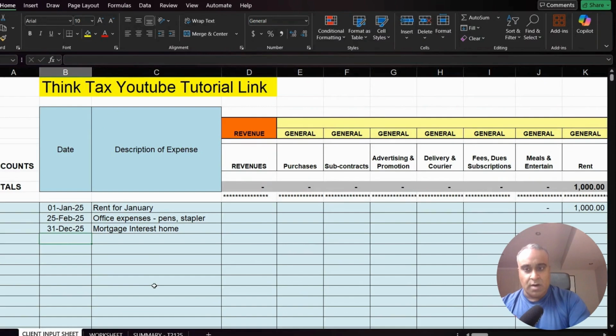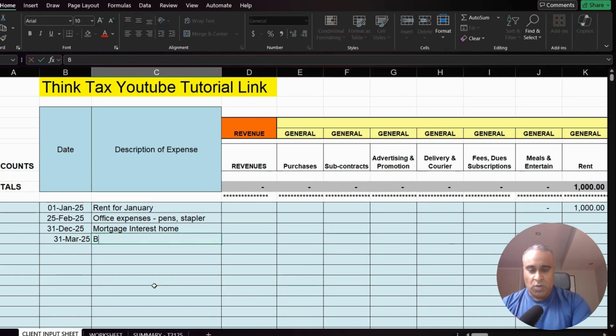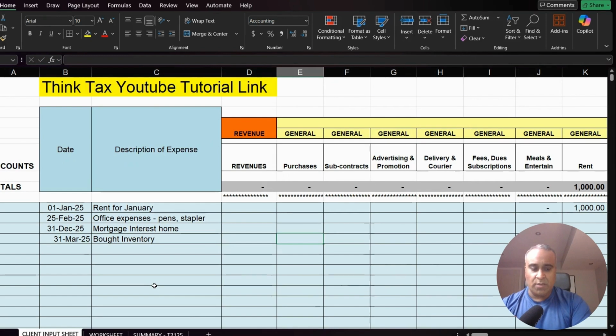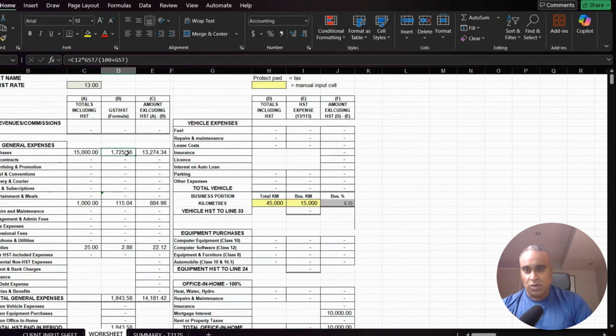So let's say in March 2025, we bought inventory. If you bought it, that would normally go under purchases. Let's say you bought $15,000 worth of inventory in that one month. So I would put $15,000 here, and again, that is the total including HST. So you go here, it backs out the HST, and here's the net amount.